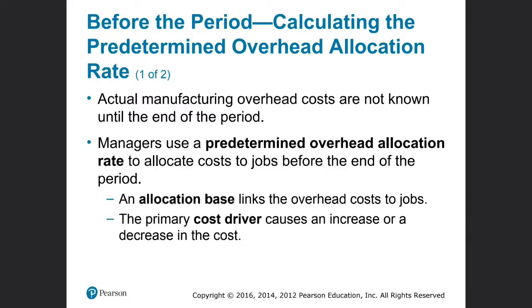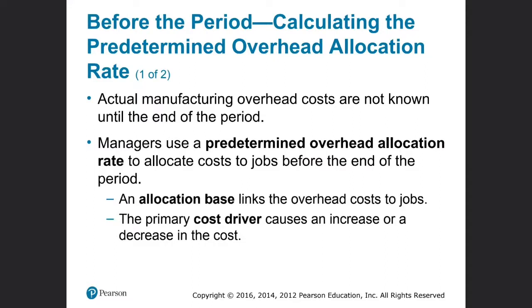Your phone bill, depending on who your provider is, may change every month based on how much you use it. Or your internet bill, your Wi-Fi. So actual manufacturing overhead costs are not known until the end of the period. But we still have to try to figure out what those costs are going to be. So managers use a predetermined overhead allocation rate to allocate the cost to the jobs before the end of the period. Kind of like budgeting in a sense.